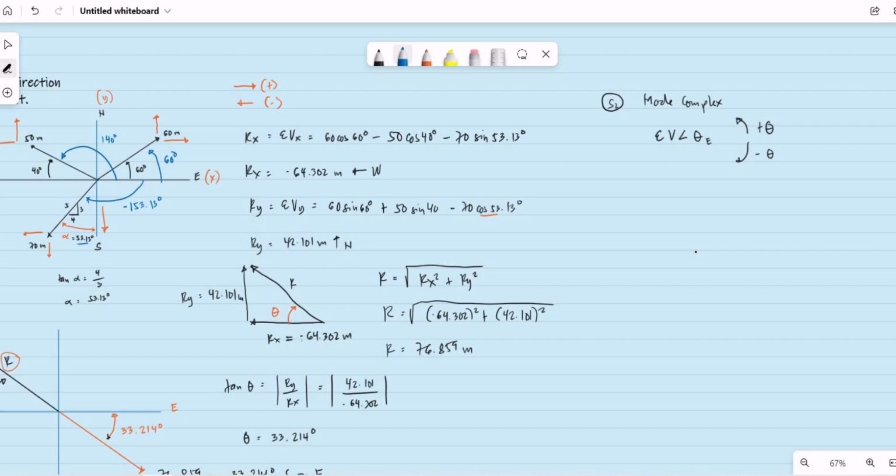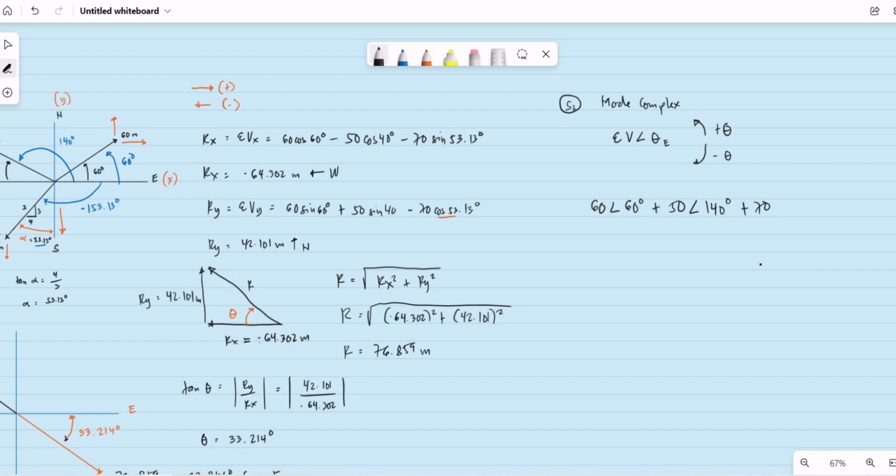Now we proceed to our solution for the mode complex. We have 60, its corresponding angle from the east direction is also 60 degrees, plus the 50, its angle from the east direction is 140 degrees. Then plus we have the 70, its angle from the east direction, it is clockwise, so we'll be using negative 153.13 degrees.